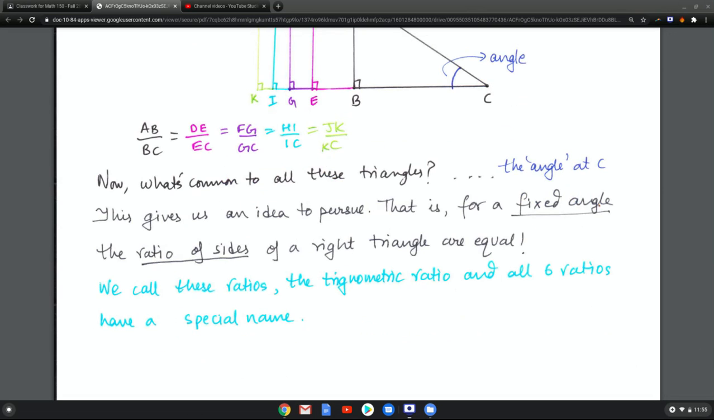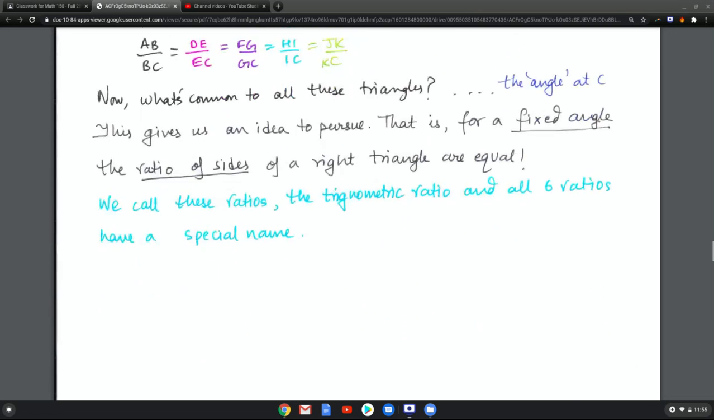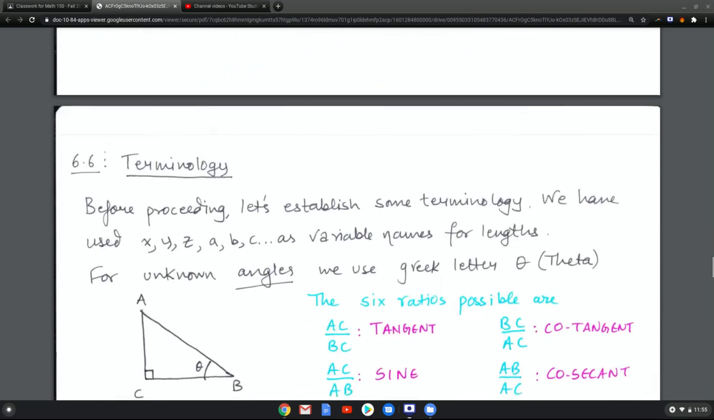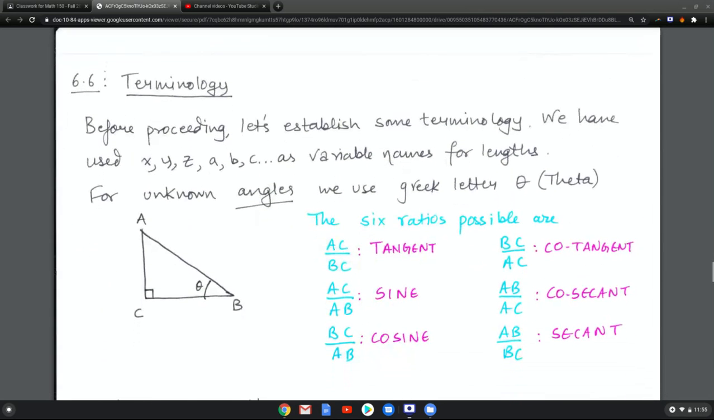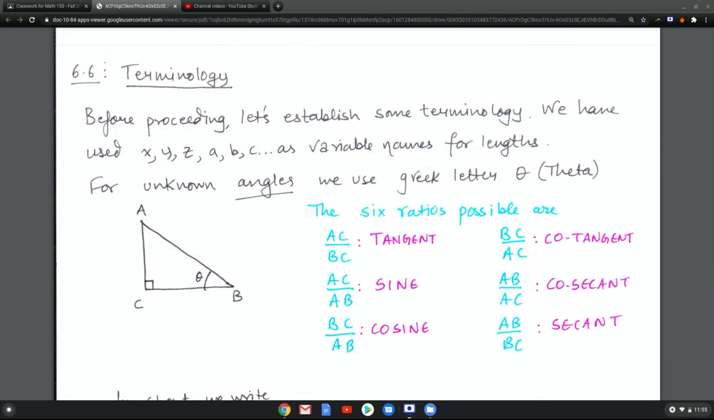Now these ratios, we give them a name, and these are called trigonometric ratios. And all the 6 possible ratios have a special name. Before proceeding, let's establish some terminology. We have often used small letters X, Y, Z, A, B, C as variable names for things like length or maybe volumes or areas. Now for angles, we use the Greek letter theta, like a zero with a belt.